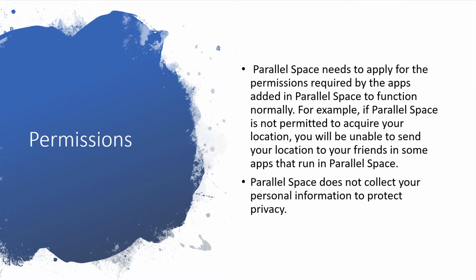Now let's see what permissions are required when you are installing Parallel Space. Parallel Space needs to apply for the permissions required by the apps added in Parallel Space to function normally. For example, if Parallel Space is not permitted to acquire your location, you will be unable to send your location to your friends in some of the apps that run in Parallel Space. And one more thing, Parallel Space does not collect your personal information, to protect privacy.